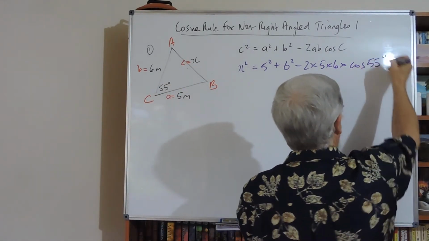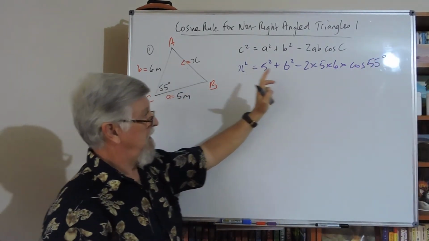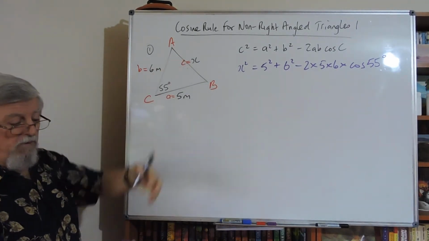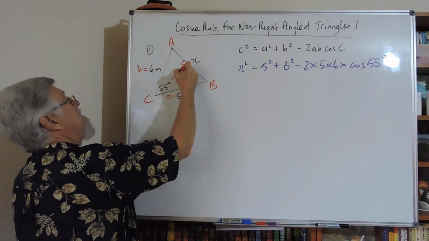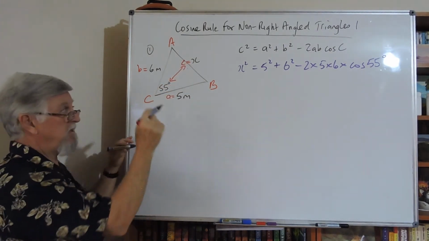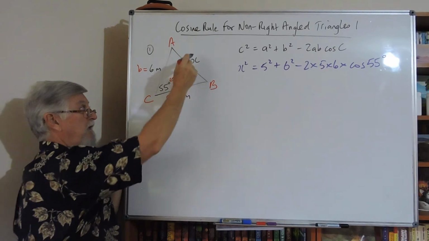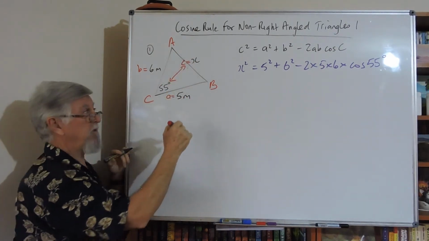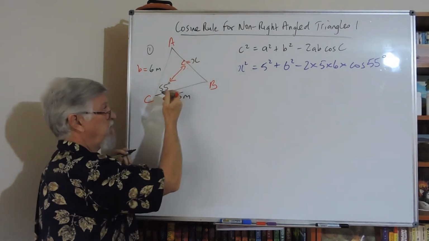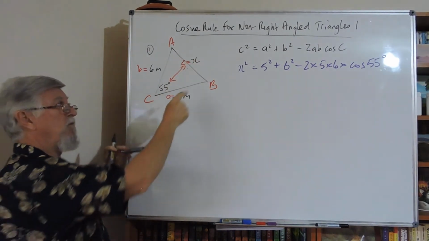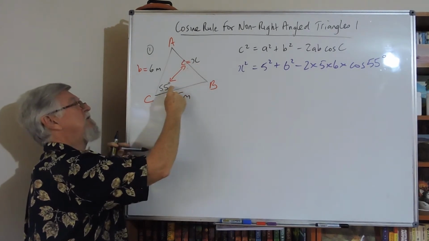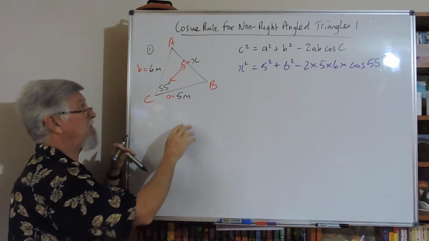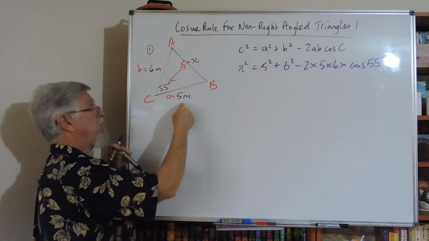What I want to draw to your attention though is that the x and the 55, if you look here, are opposite from each other. So this form of the equation and this question will only work if the x is opposite the 55 degrees. Later on we'll find the angle, and that'll be different because we need to know what that side is and we work out what the angle is. But if you want to work out the length of the side, we need to know what the angle is opposite it.